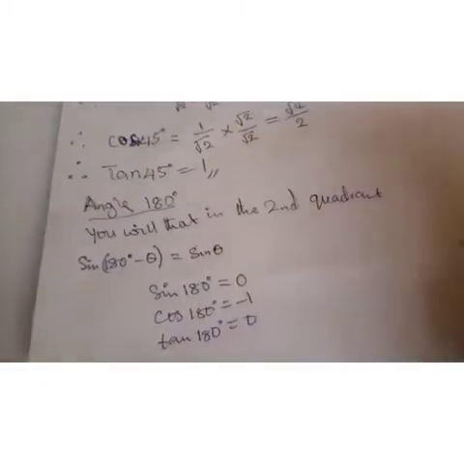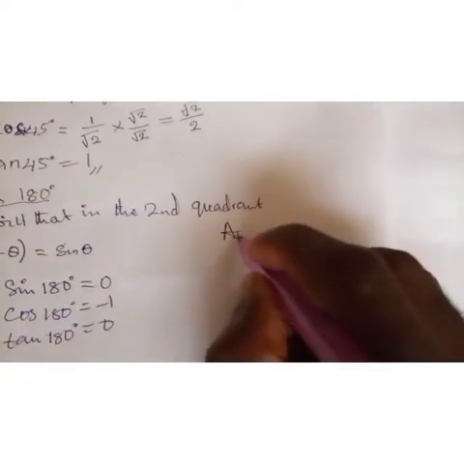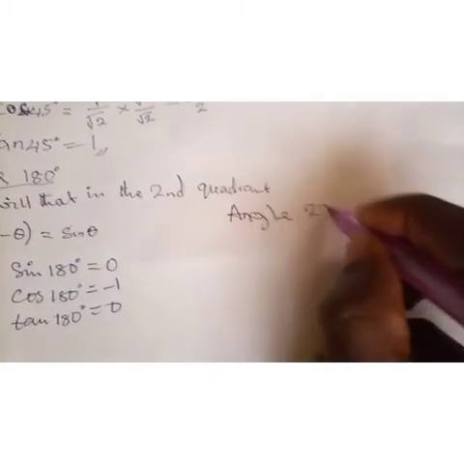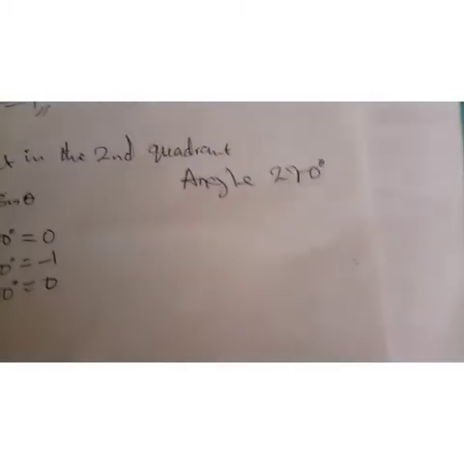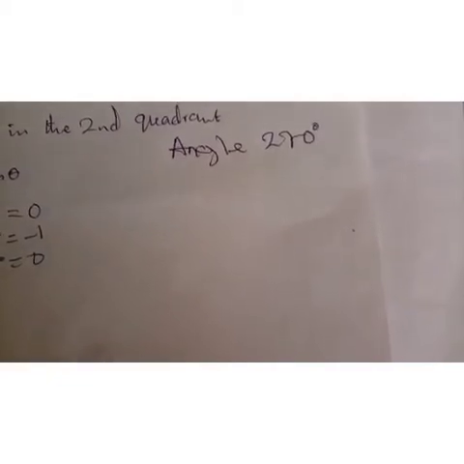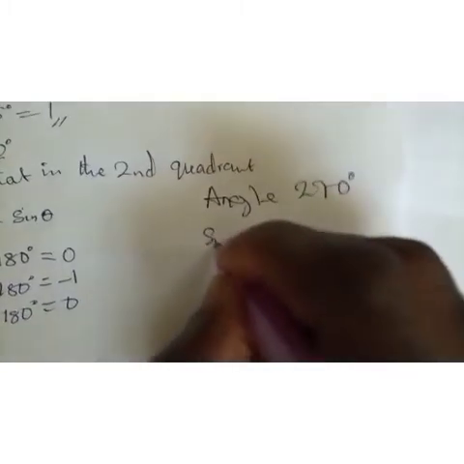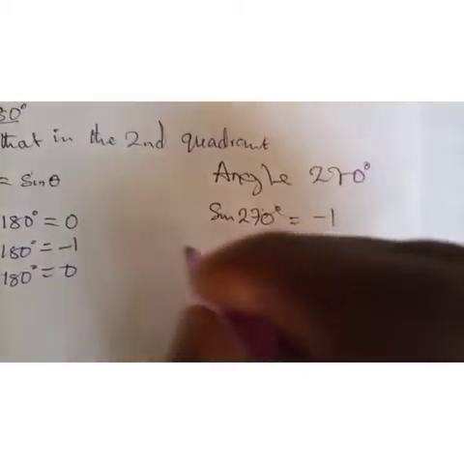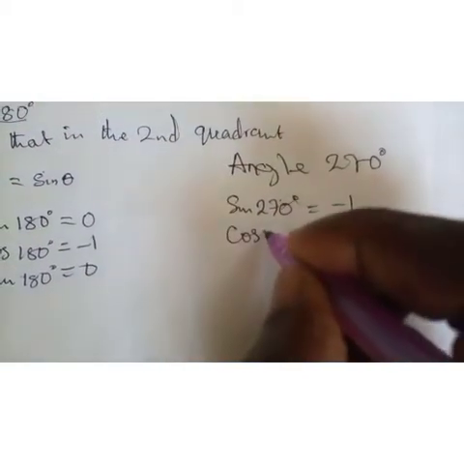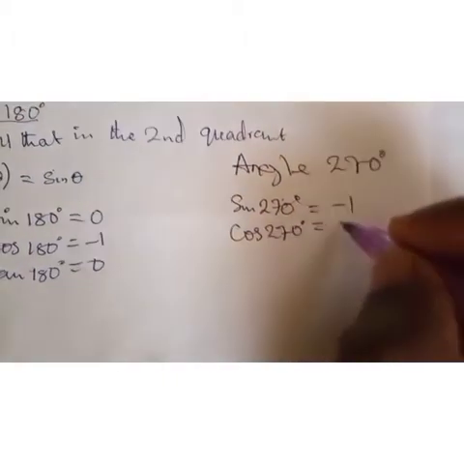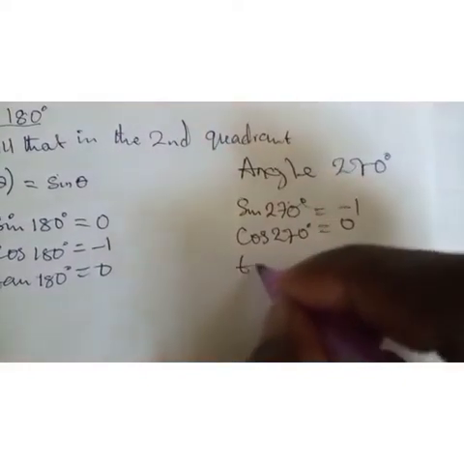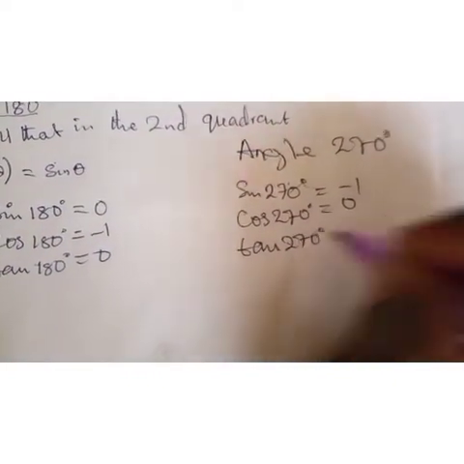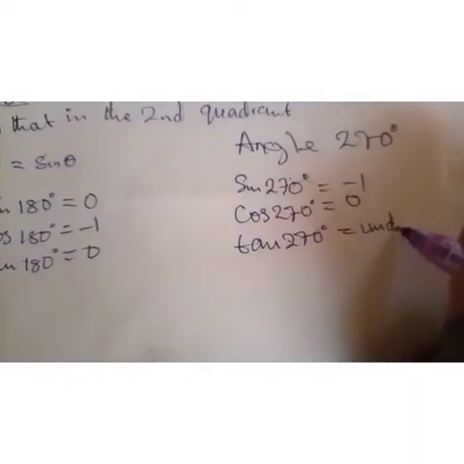So here we move to angle 270 degree. Okay, so in angle 270, sine 270 degree is equal to negative 1, and cos 270 degree is equal to 0, and tan 270 degree is undefined. Okay, undefined.